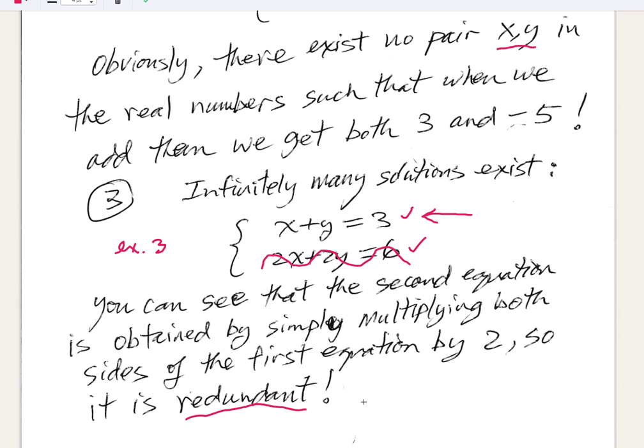Later they will be using the term dependent. But this is where you have more equations and more unknowns. Then it won't be so obvious when you have infinitely many solutions. When you're talking about 2 equations and 2 unknowns, it's usually super easy to see if you have no solutions or infinitely many solutions.